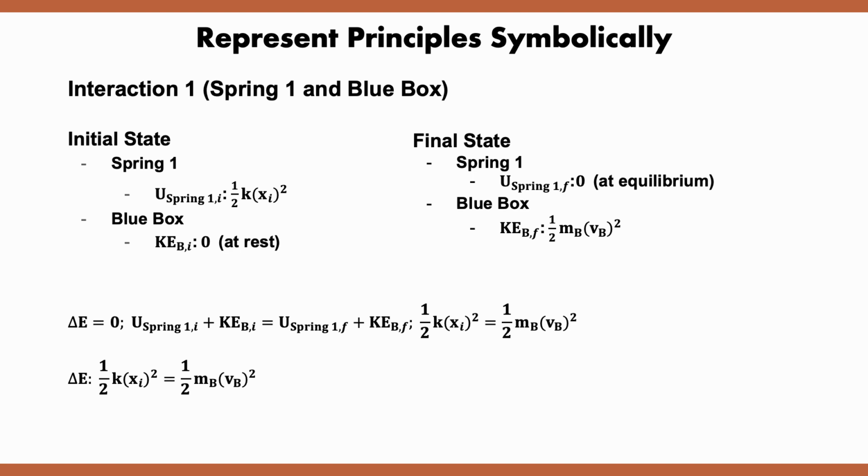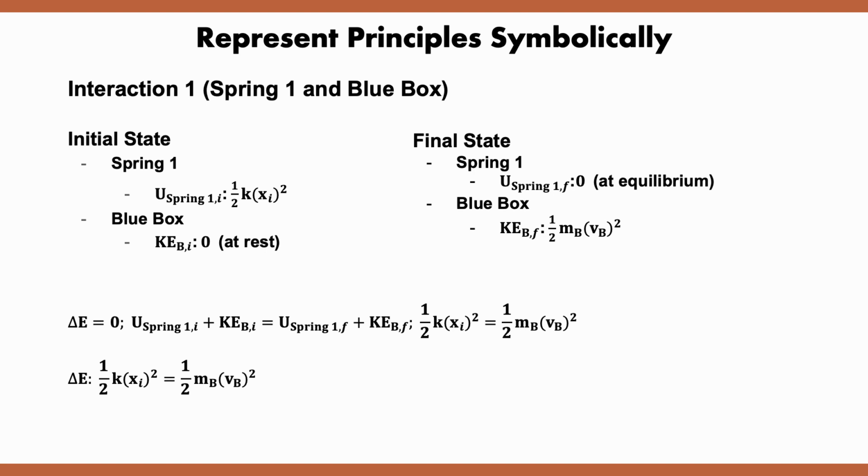This interaction can be more accurately displayed with equations. Initially, spring 1 is fully compressed, so it has max spring potential energy, which is given as 1/2 times k times xi squared, where k is the spring constant and xi is the length compressed. The blue box initially is at rest. However, after spring 1 fully extends, it now has no spring potential energy.